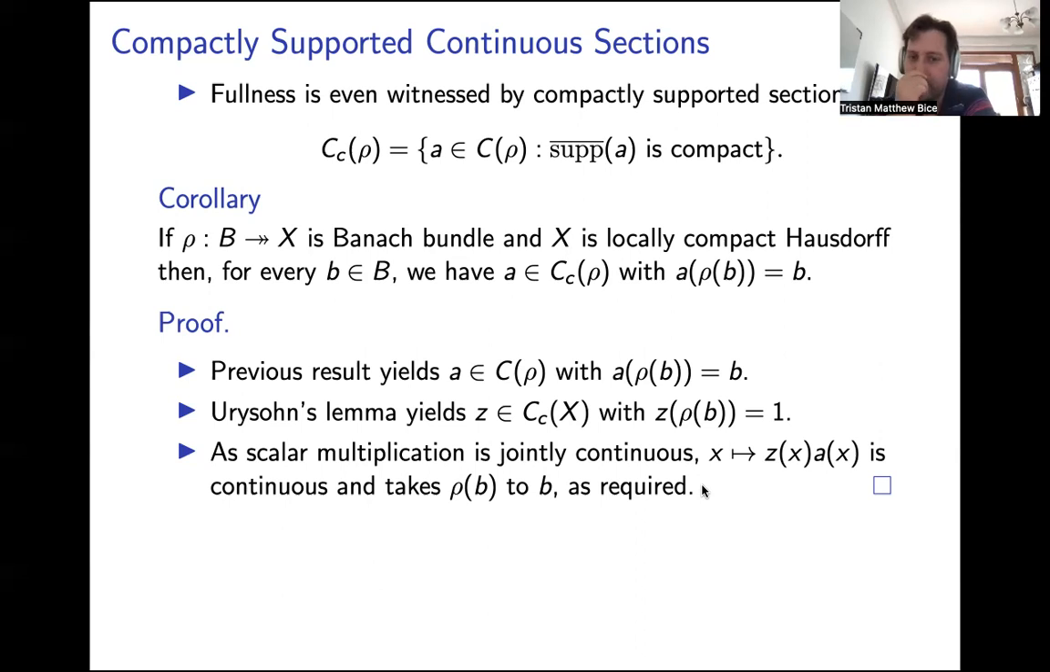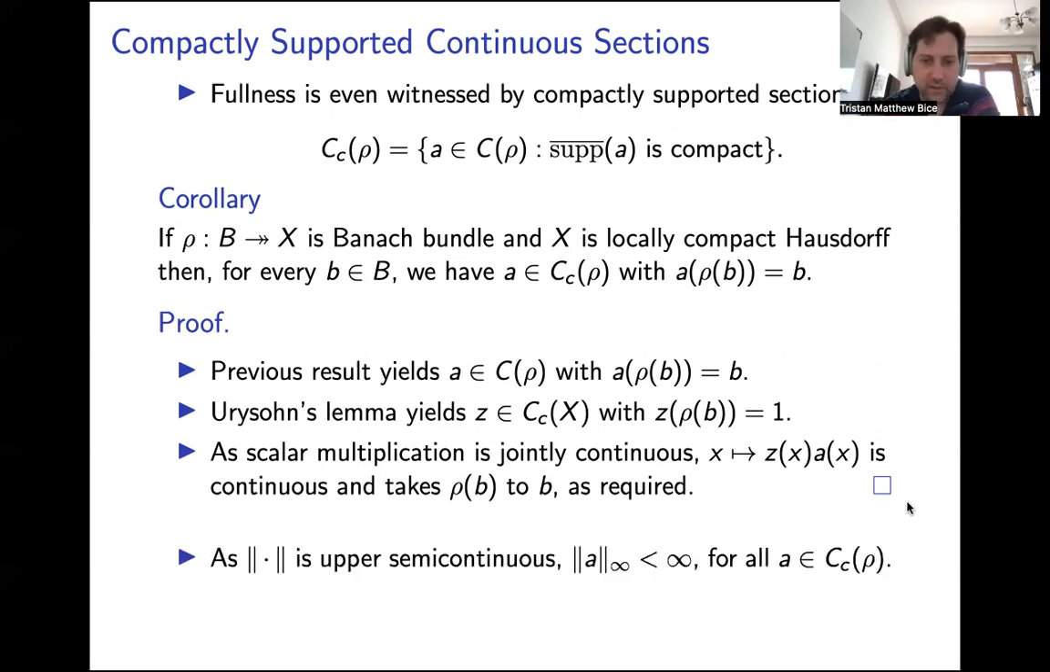At rho B, sorry. Okay, so that will also be something useful that we'll need later on.